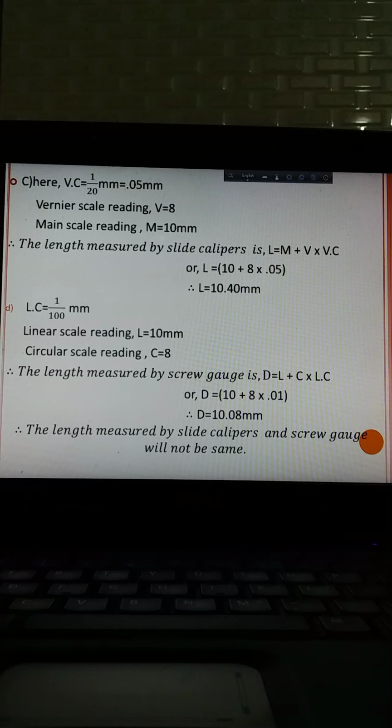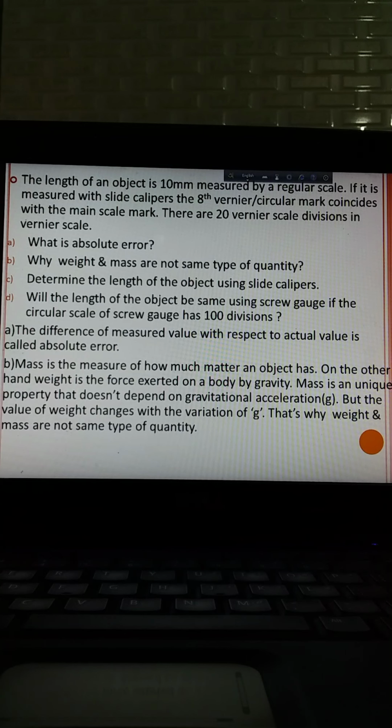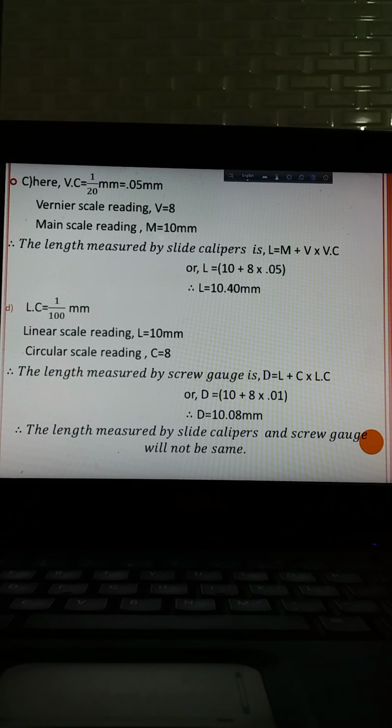Vernier constant equals 1 divided by 20 millimeter, that means 0.05 millimeter. Vernier scale reading means the mark of the vernier scale that coincides with the main scale. This is 8, because in our problem statement it was included that the 8th vernier circular mark coincides with the main scale mark. So this is our vernier scale reading. Main scale reading is 10 millimeter.